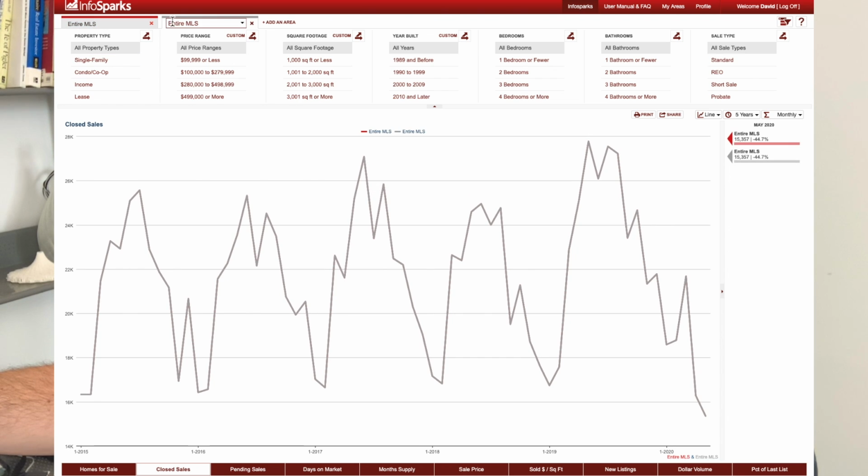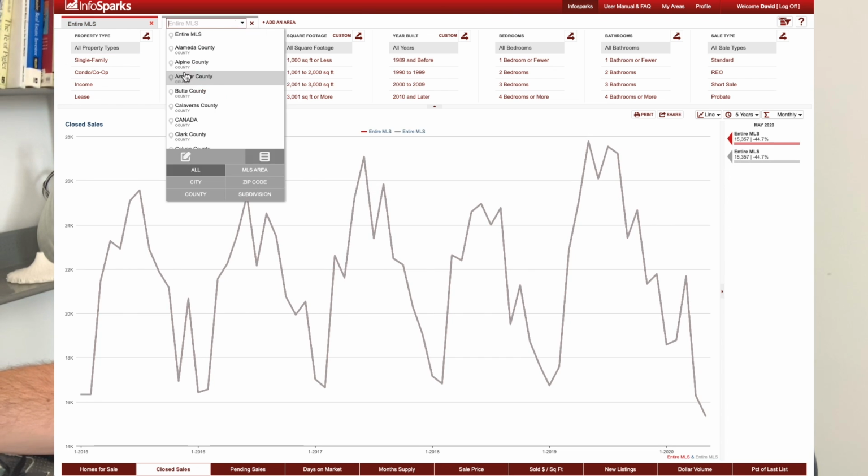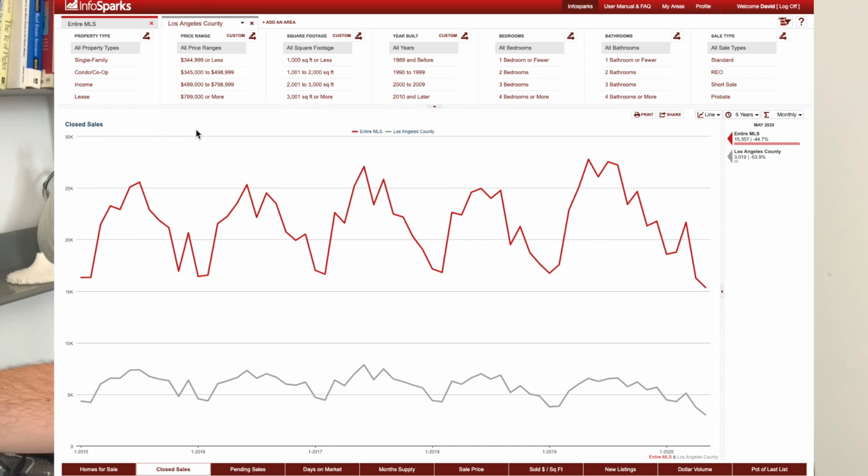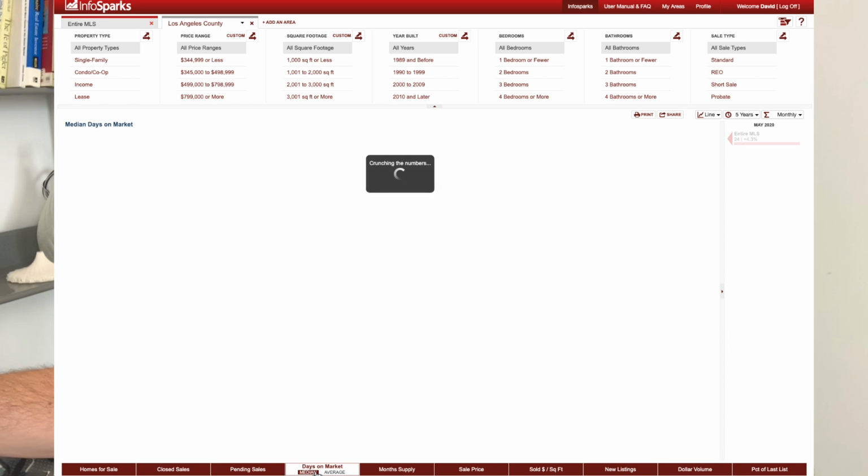Now let's look at just Los Angeles County alone. Same pattern. Again, this is a 5-year spread. This is the entire MLS. This is LA County. So there are fewer properties overall, because obviously the MLS covers a lot of different counties. But again, you'll see the same pattern up and down, following the greater Los Angeles MLS area.